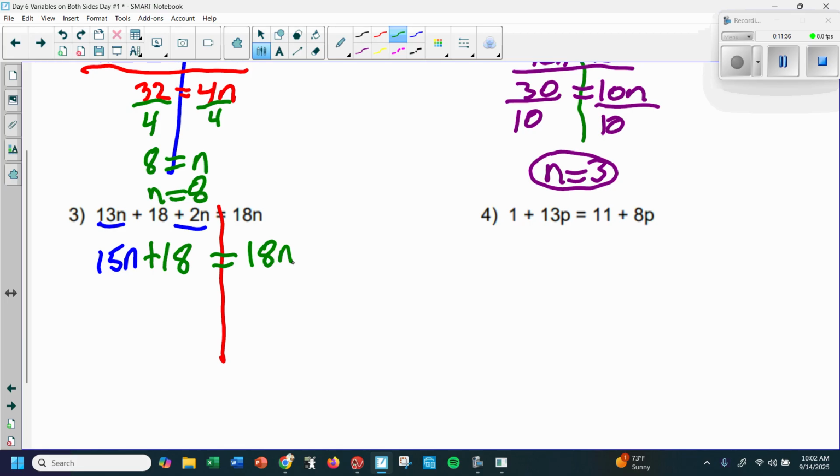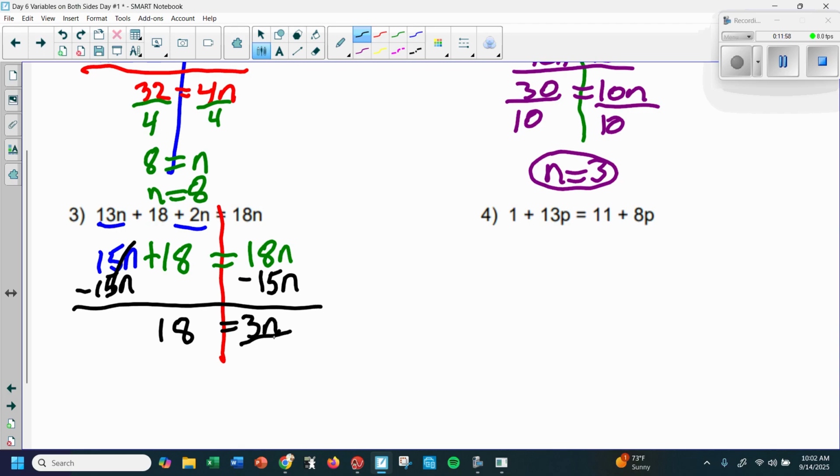Now that there's variables on both sides, you ask yourself, how do you know which one to move? And the answer is always pick the smaller one. So we're going to subtract 15n on both sides. And you get 18 equals 3n. Okay, final step is divide both sides by 3. And you get n equals 6 or 6 equals n. Again, it does not matter. So hopefully you're getting the hang of this. I know I am, but that's just me.